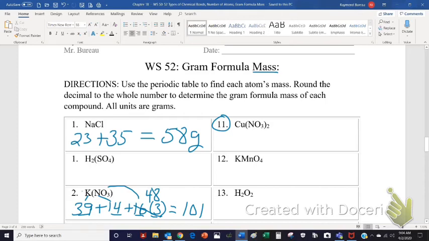All right, now I highlighted number 11 for a reason. Number 11, copper nitrate, because it has the 2 on the outside. So we have to remember that as we work this. All right, find copper, element 29, and round off. That mass is 64 for copper.